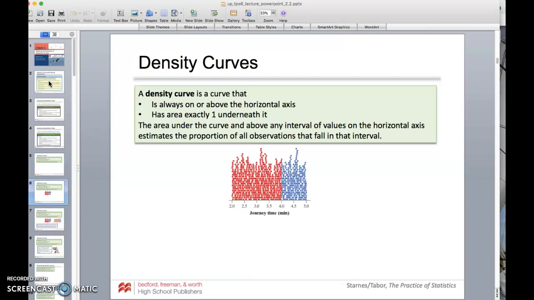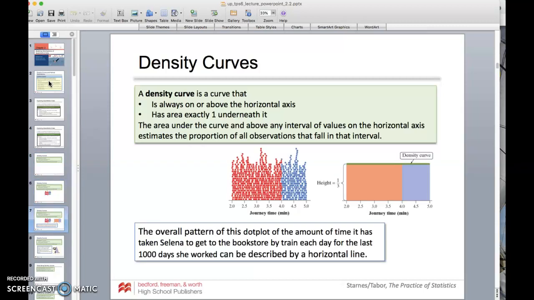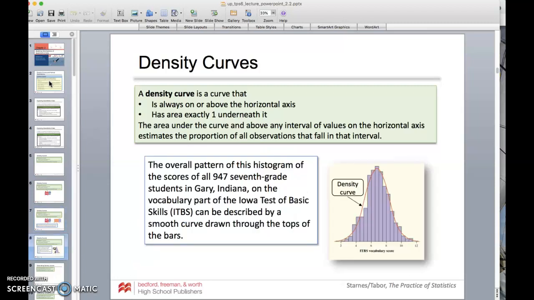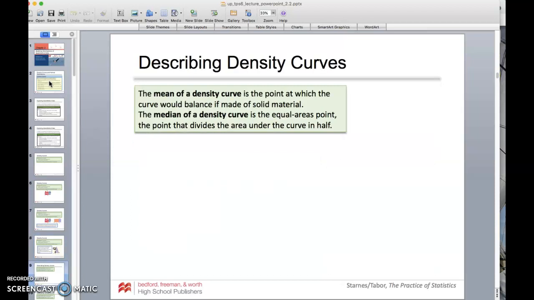Okay, so as we look at a density curve here, converting that data from a dot plot over there, you can see that the overall pattern of this dot plot, the amount of time it takes Selena to get to the bookstore by train each day for the last 1,000 days she worked, can be described by a horizontal line. All right, here we're looking at standardized test scores from the Iowa Test of Basic Skills, a smooth curve. You can see that curve going through those. And that's one we're really going to focus on throughout, okay?